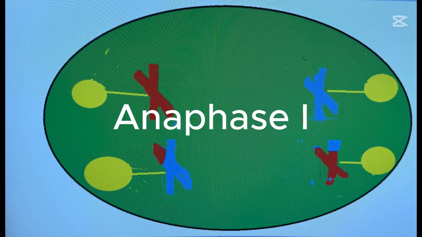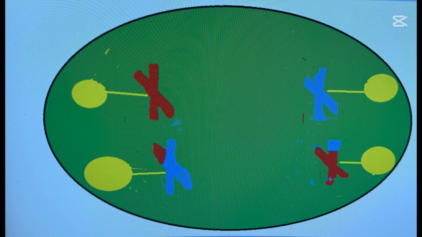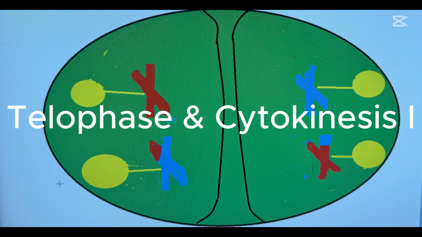Anaphase 1 in meiosis is the stage where homologous chromosomes separate and move to opposite poles of the cell, marking the key event in the first division of meiosis, where the chromosome number is reduced by half, while the sister chromatids within each chromosome remain attached to each other. Essentially, it's a phase where homologous chromosome pairs are pulled apart by spindle fibers.